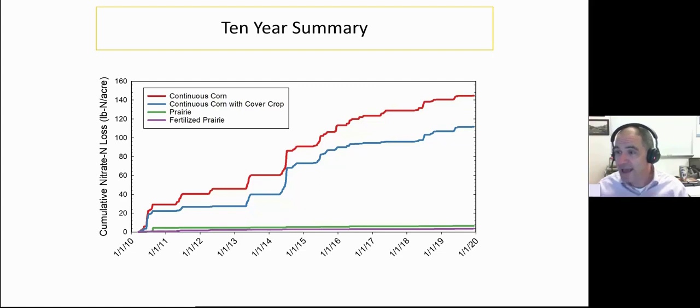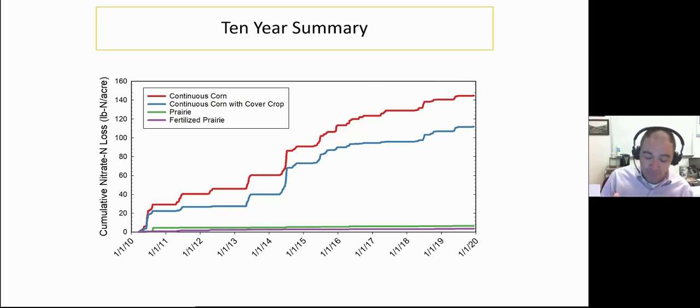But when we had something growing out there all year, like our prairie, cumulative nitrate loss was below 10 pounds per acre over a 10-year period. Cumulative loss, not annual loss. Cumulative loss was less than 10. And we saw very similar nitrate loss between the prairie and the fertilized prairie system. In fact, because of plot-to-plot variability, actually a little bit less from the fertilized prairie.